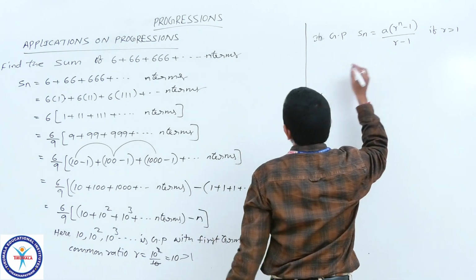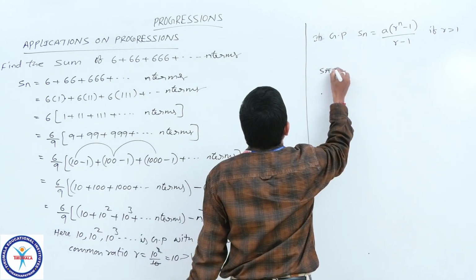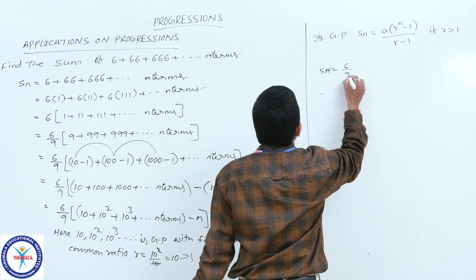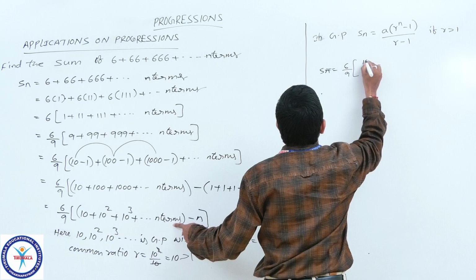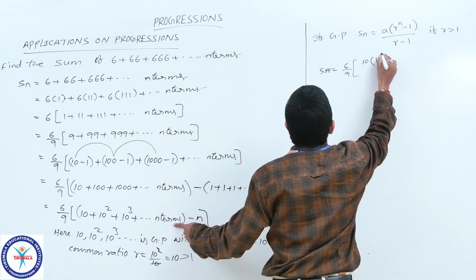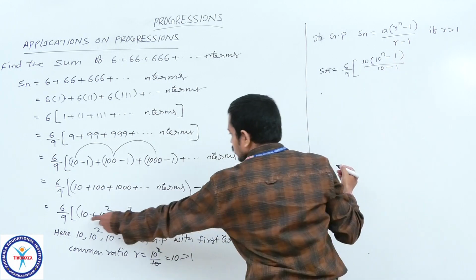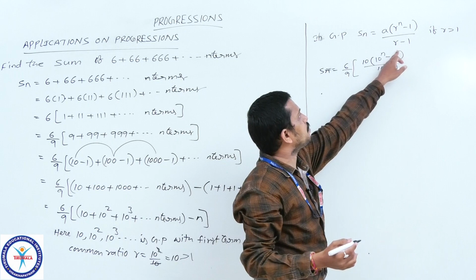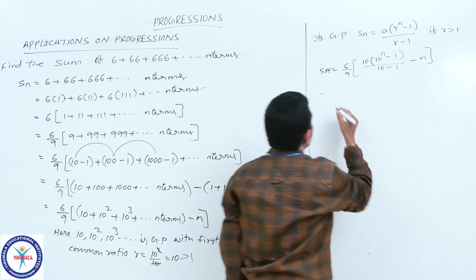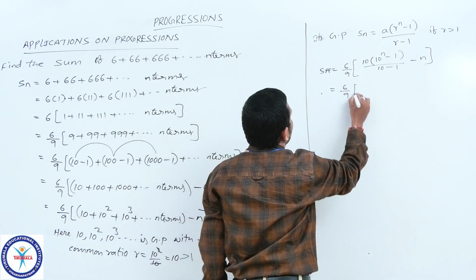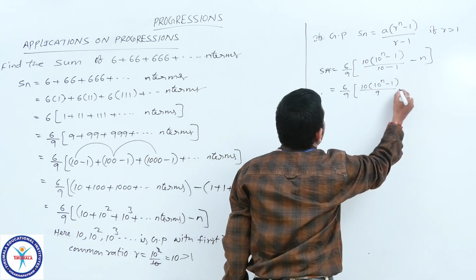So we apply this value. From above, Sn is equal to 6 by 9 into the sum value, which is A into R power n minus 1 by R minus 1, with A equal to 10 and R equal to 10. So this sum value is 10 into 10 power n minus 1 by 10 minus 1, minus n. So this is equal to 6 by 9 into 10 into 10 power n minus 1 by 9, minus n.